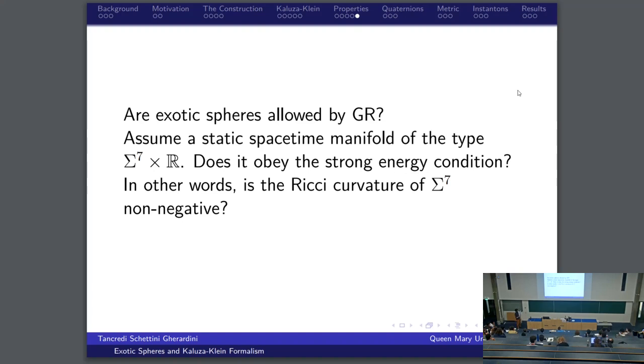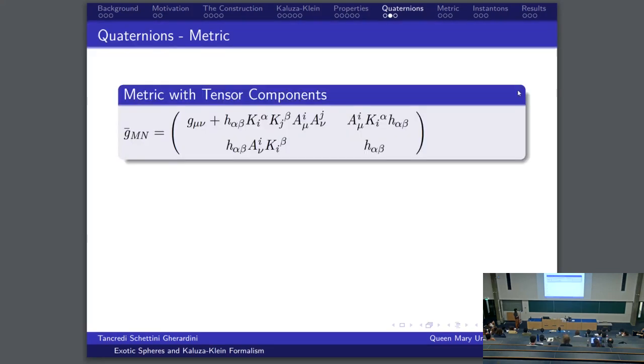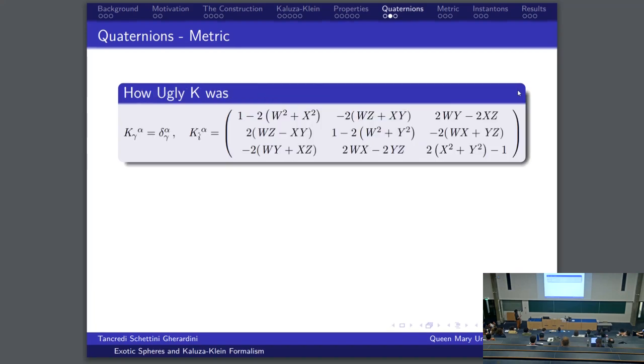And to try and answer this question, a key insight was given by Martin, who realized that quaternions make this whole game much easier, and all the computations easier in terms of difficulty. Now, this is the old metric that I was showing you before, but it's in tensor components, so loads of indices floating around there. And if you don't remember how ugly K was, this is it. And so it doesn't look nice.